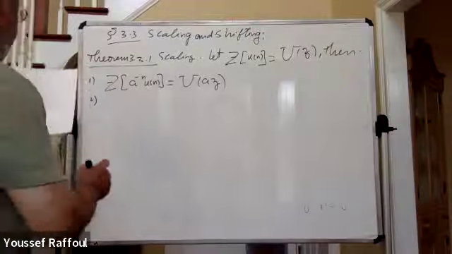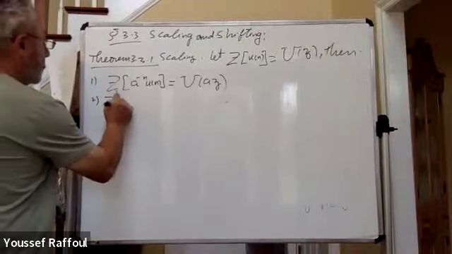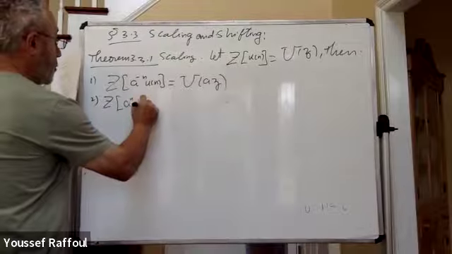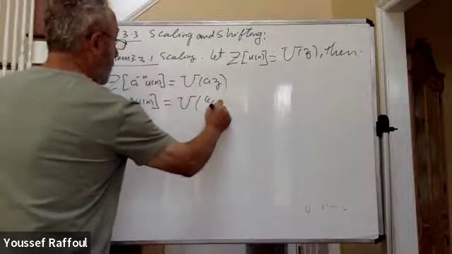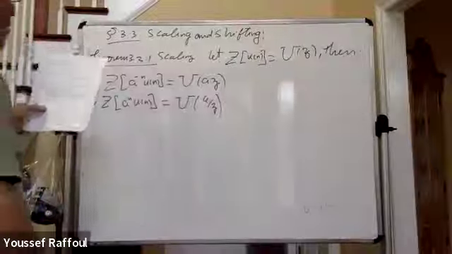All right. And Z of a^n u_n is U(z/a), or z over a, sorry.